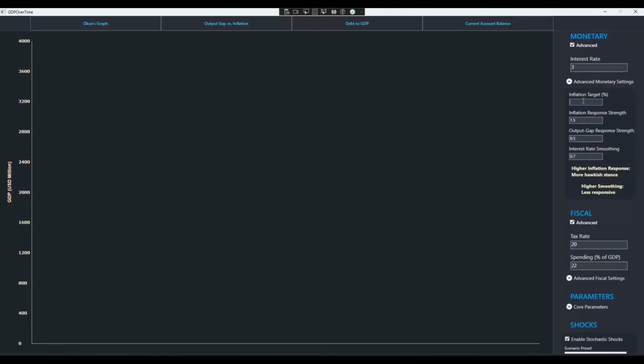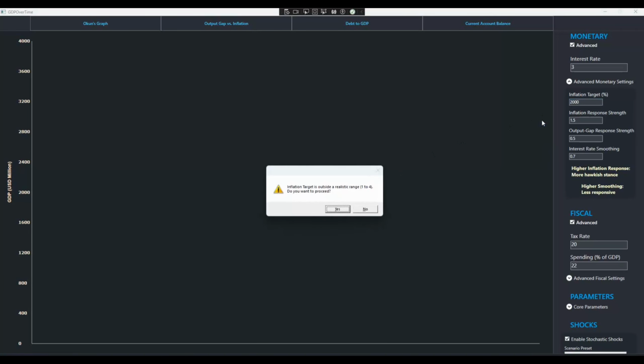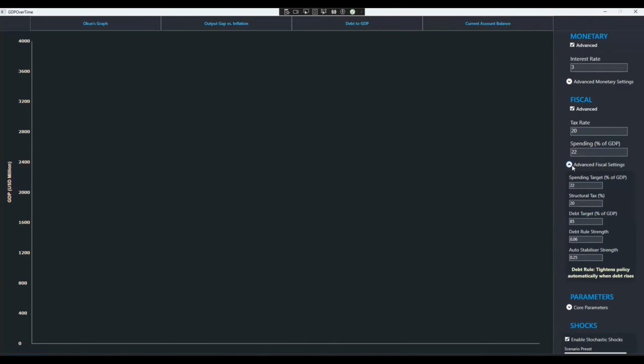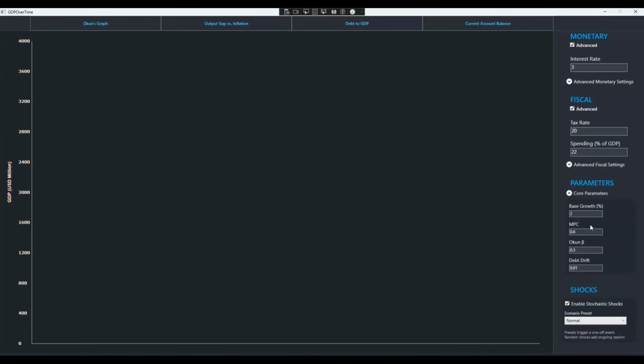If we were to set an inflation target of 2 as a string: invalid input, please enter a real number. An input of -2, once again: inflation target cannot be less than 0. Once again, tailored to whatever text box you're trying to enter. And then if we were to choose 2000: inflation target is outside a realistic range of 1 to 4, do you want to proceed? And we can test this out for every single one of these inputs, core parameters as well.